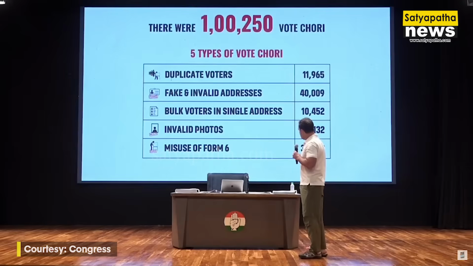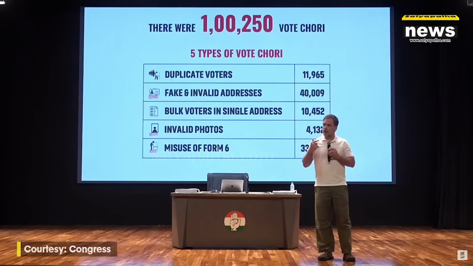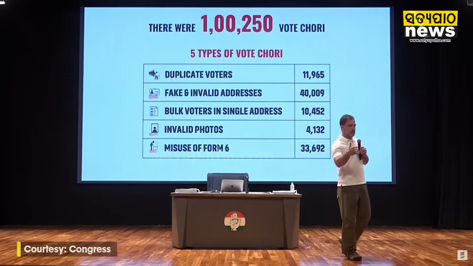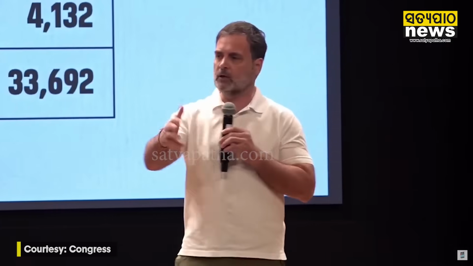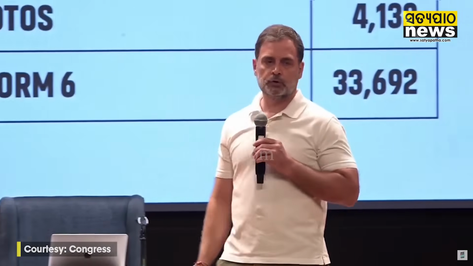And then the most interesting, misuse of Form 6. Form 6 is the form that allows new voters to become voters. So generally Form 6 is anyone who's 18 and above but hasn't voted in the last election. So they should be between 18 and 22, 23 years old. And so now we're going to go into the details and we're going to show you how this was done.